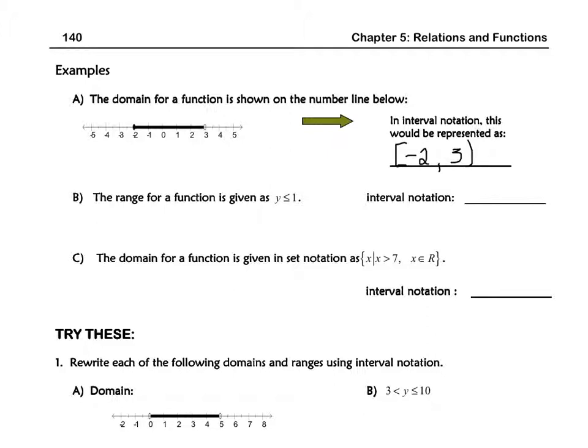Now we have the word domain in the example here, but sometimes if you just saw the interval like that, you wouldn't know if it was a range of values for the domain or a range of values for the range.